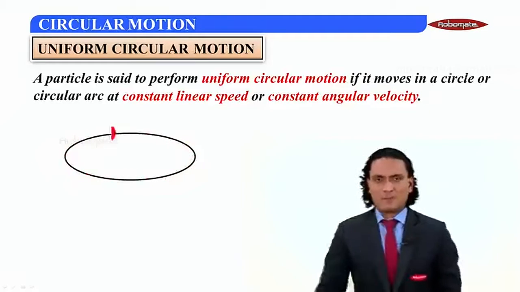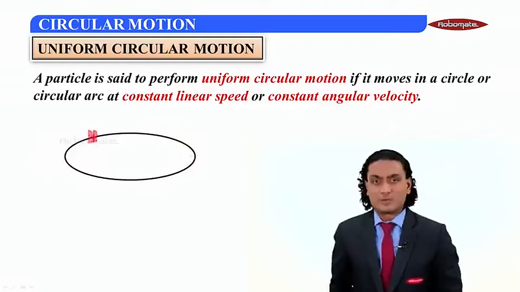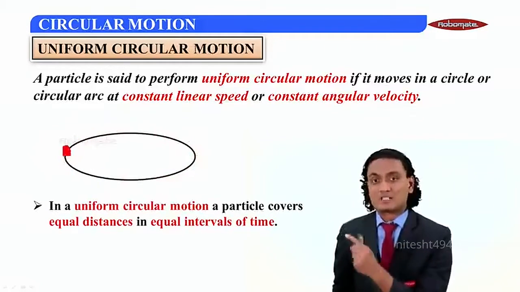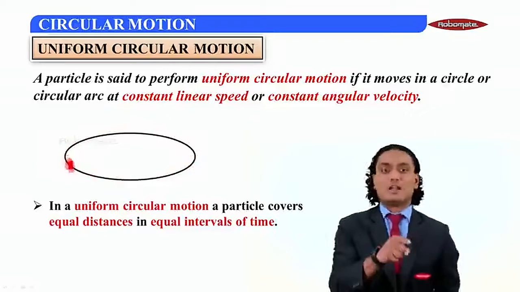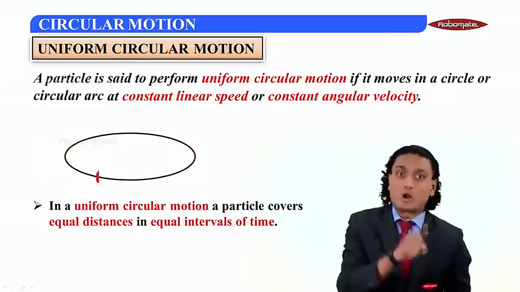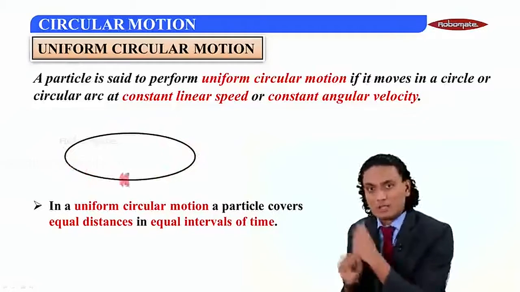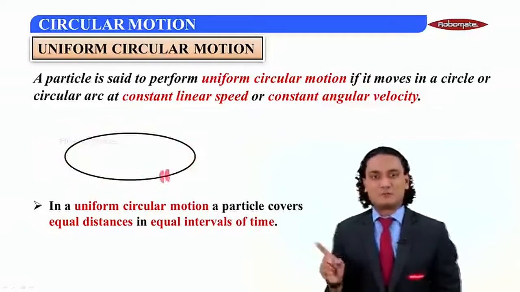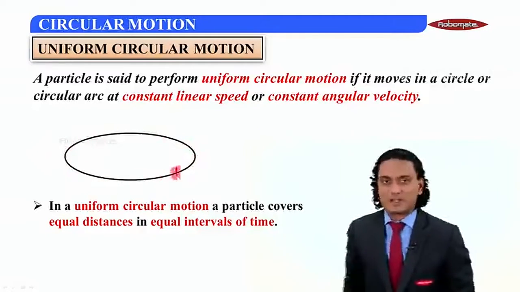Fine. Now one important point is there about this UCM. What is that? See here. In a uniform circular motion, a particle covers equal distances in equal intervals of time. Why? Because it is going to have a constant linear speed or constant angular velocity. So, the particle will cover equal distances in equal intervals of time. Is that clear? So, this point is very important.